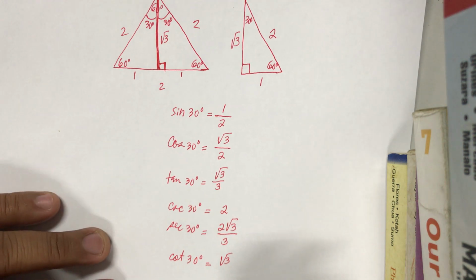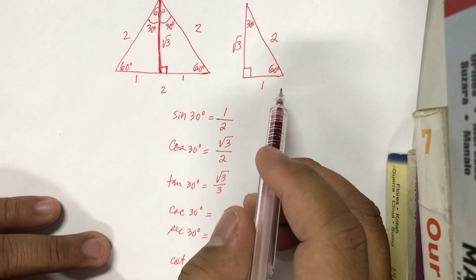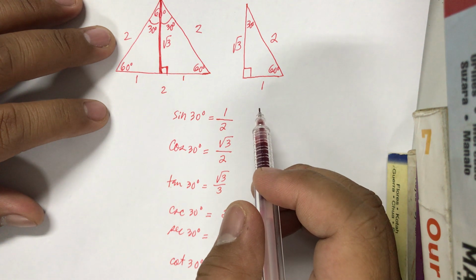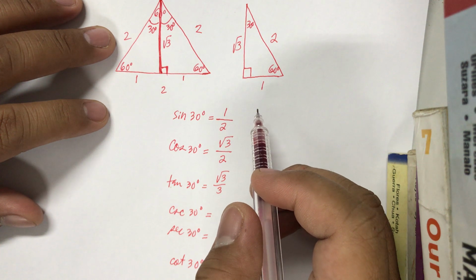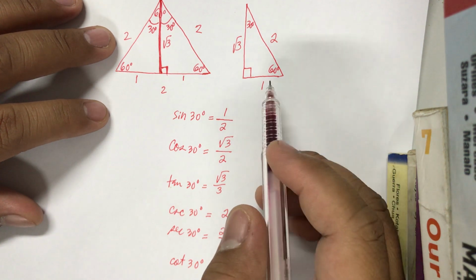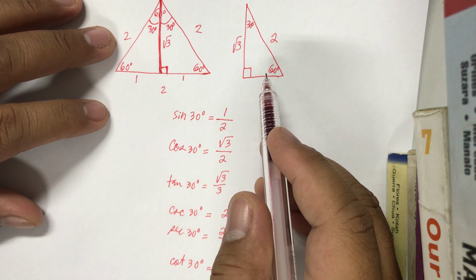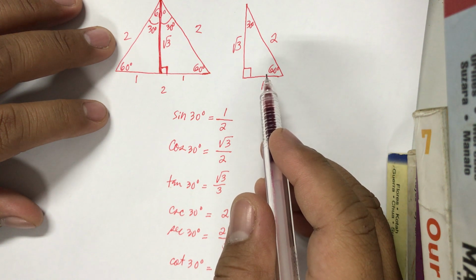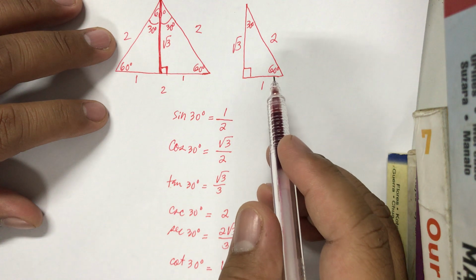So look at the triangle. You should not memorize, just look at the triangle. If you forget, you go back to the basics. You don't use your calculator. What is the sine of 60 degrees? That's opposite over hypotenuse. What is the side opposite of 60 degrees? The side opposite to 60 degrees is the side measuring square root of 3 over hypotenuse, which is 2. So sine 60 degrees is square root of 3 over 2.